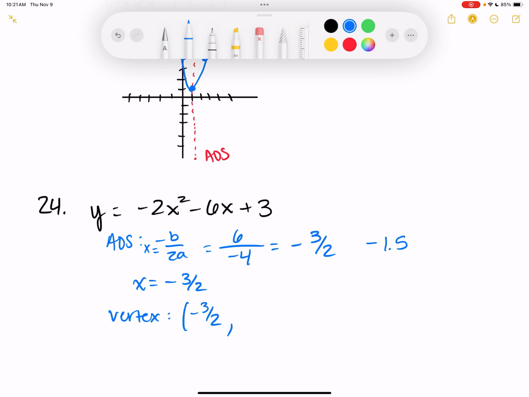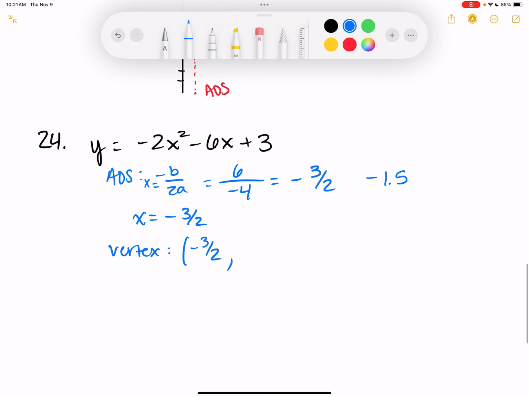But now, this is probably not something you can just do in your head, so I would recommend you writing it out. So negative 2 times negative 3 halves squared minus 6 times negative 3 halves plus 3. So then this is going to be 9 over 4 times negative 2, so that's going to be negative 9 over 2. The 6 and the 2 can reduce, so that's going to be plus 9 and then plus 3.